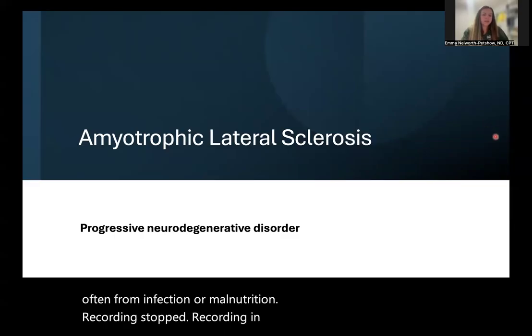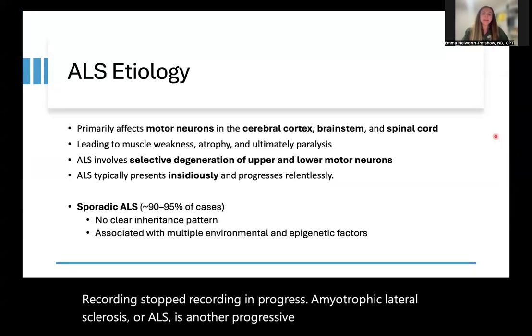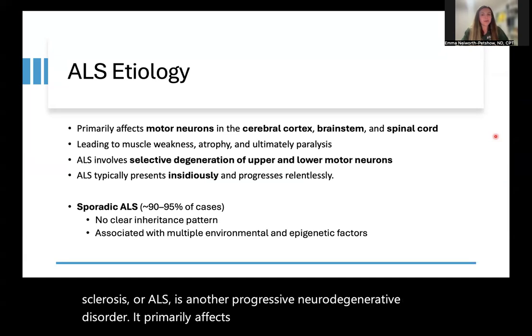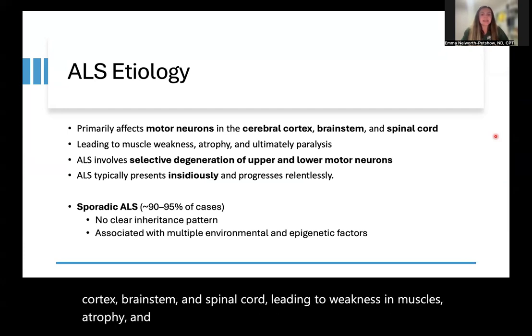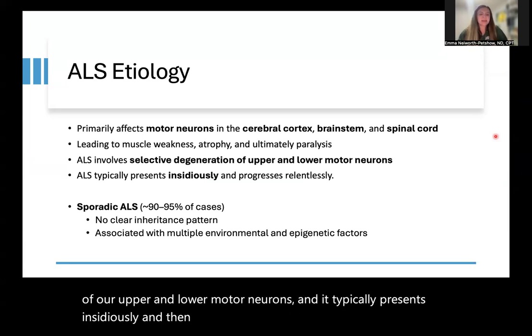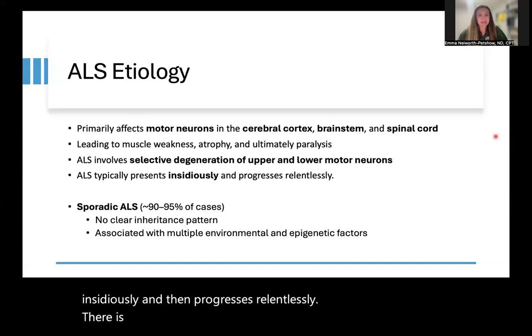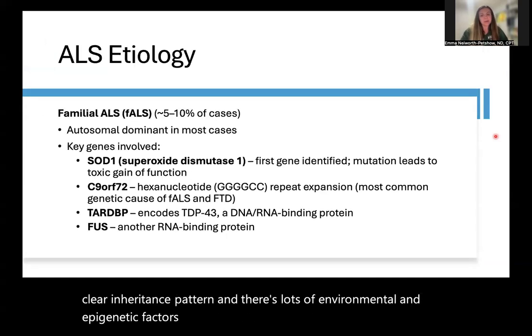Amyotrophic lateral sclerosis, or ALS, is another progressive neurodegenerative disorder. It primarily affects motor neurons in the cerebral cortex, brainstem, and spinal cord, leading to weakness in muscles, atrophy, and ultimately paralysis. It involves selective degeneration of our upper and lower motor neurons, and it typically presents insidiously and then progresses relentlessly. Sporadic ALS is the most common type, where there's no clear inheritance pattern and there are lots of environmental and epigenetic factors at play, but no known cause.